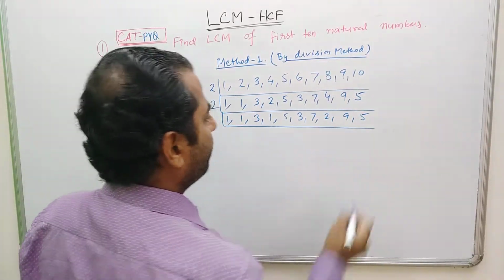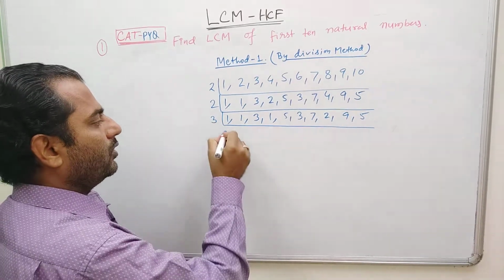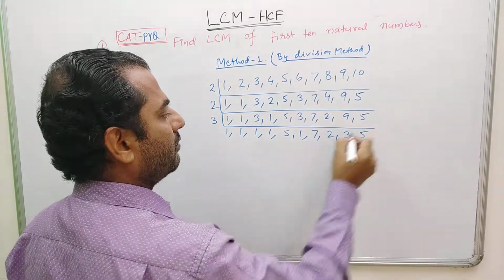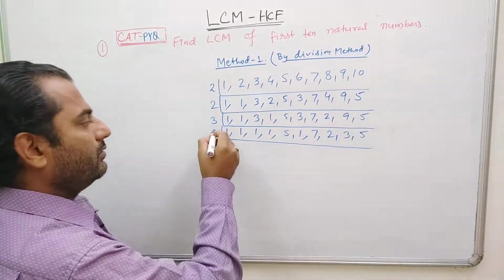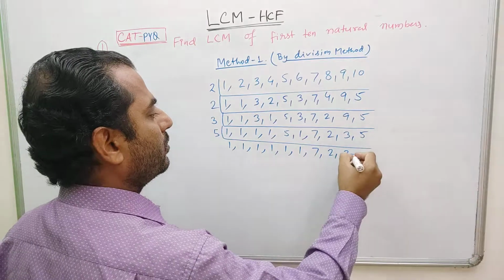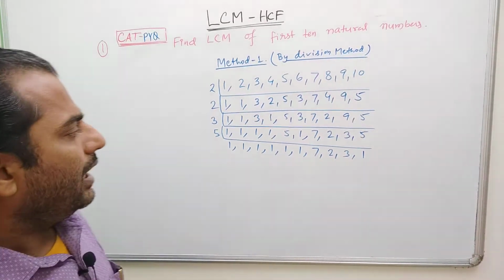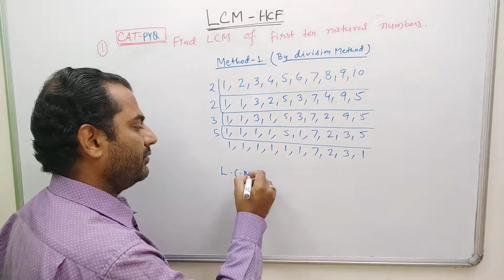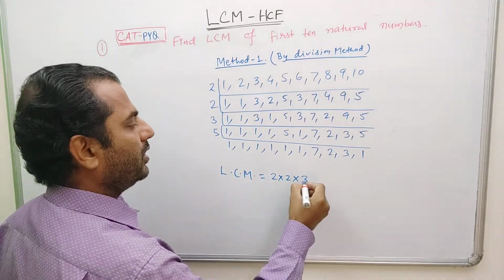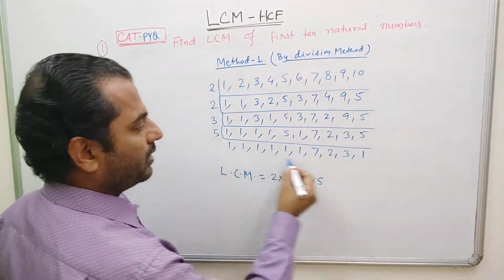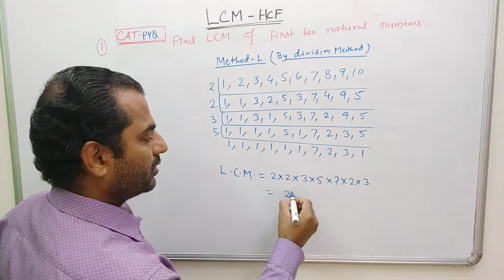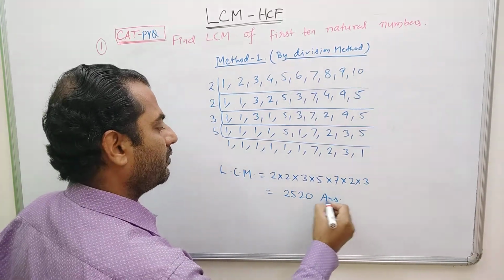Now we can divide the given numbers by 3. So this will be 1, 1, 1, 1, 5, 1, 7, 2, 3 and 5. Further we can divide by 5: 1, 1, 1, 1, 1, 1, 7, 2, 3 and 1. There is no common factor now, and at this stage to write the LCM, we multiply each and every number from this to this. That will be 2 into 2 into 3 into 5, and here we have 7 into 2 into 3. This gives us 2520 as the final answer.